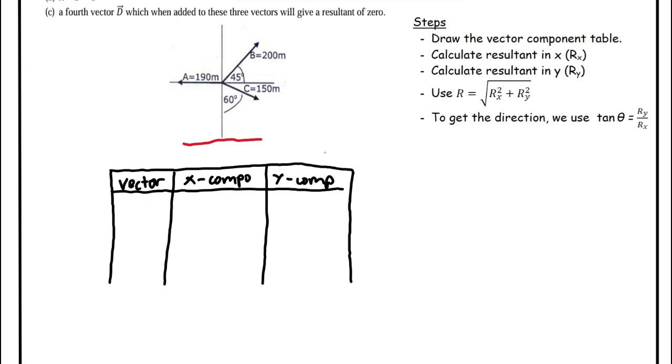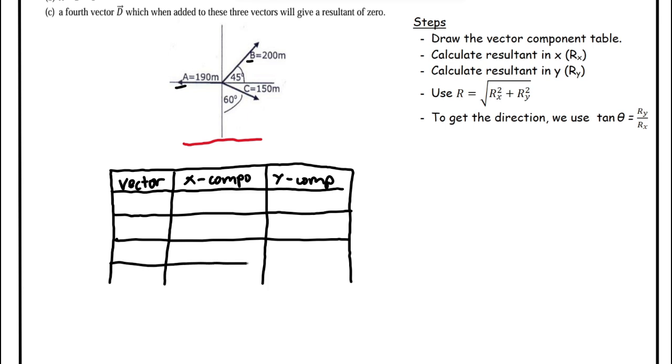Now, depending on the number of vectors, here we have three vectors, which are A, B, and C. So we have to partition three lines. This one is for A, that would be for B, and this one will be C. And the last row is going to be for the resultant. So vector A, vector B, vector C, and the resultant.